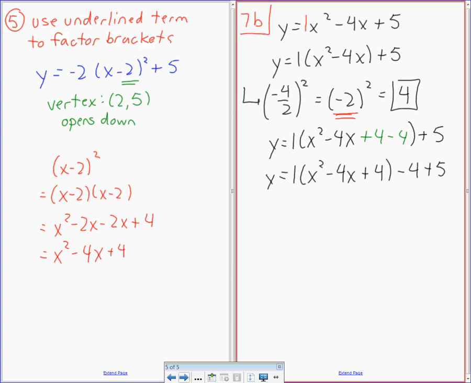All right, Karina, how do we factor these brackets? What does that turn into, please? Okay, y equals 1 bracket x take away 2 bracket squared, take away 4 plus x. I'll just call that plus 5.